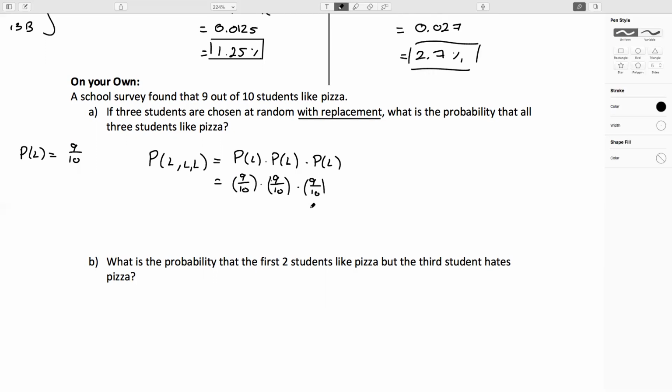Now this is where it's kind of hokey. With replacement, we're putting the person back into the pool. Technically, we could randomly select them again, so we could be selecting the same person. But because each person has a 90% probability of liking pizza, it's just 9 over 10 each time. That gives us 0.729, which is a 72.9% probability. So almost 3/4 of the time, all 3 people are going to like pizza.